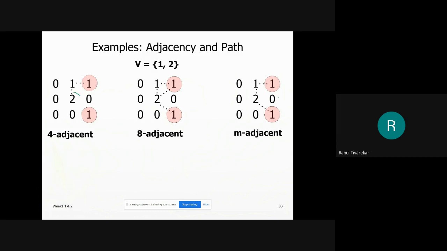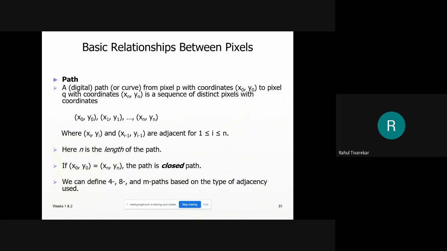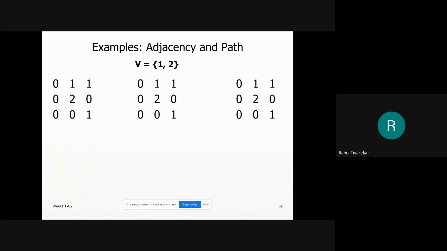And here, as you can see, there is no four connectivity available. The four adjacency is not available. Hence, the path from here to here should not be available, because in the definition of path we see that the 4, 8, and M paths are based on the type of adjacency. So either of these three adjacencies should be satisfied. Then only we can connect between those pixels and say this is a path. So here there is no connection, and hence 4 path will not be available.